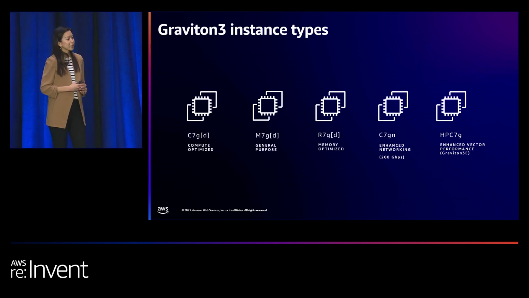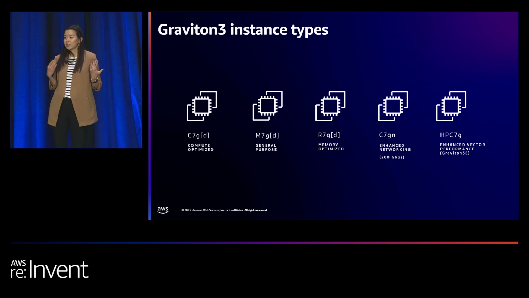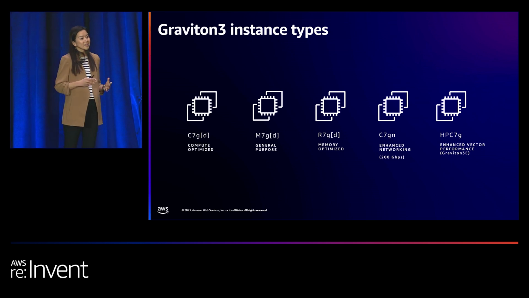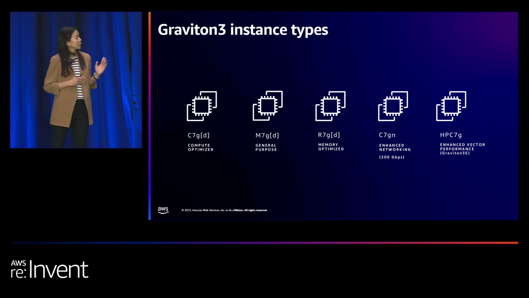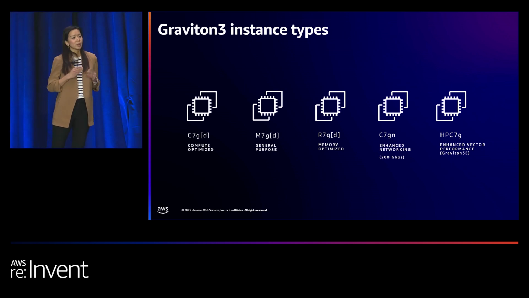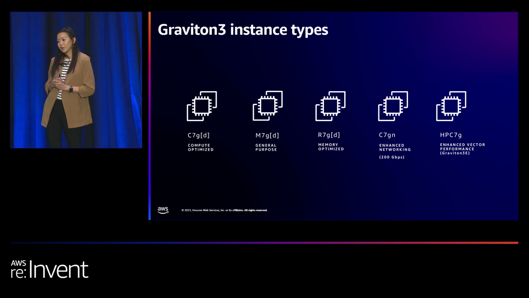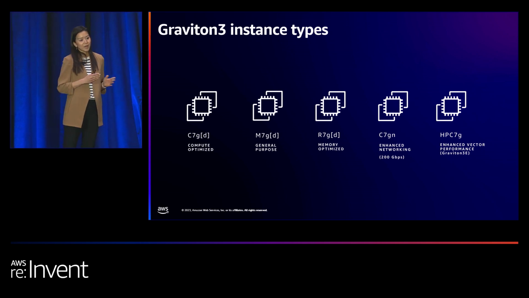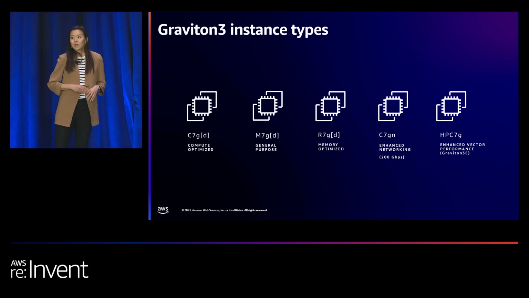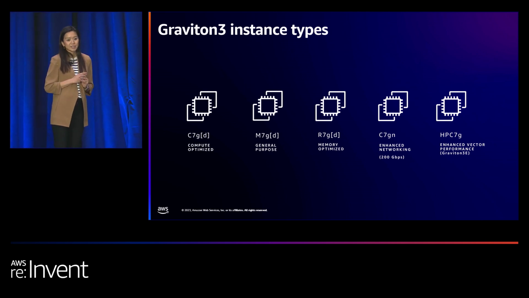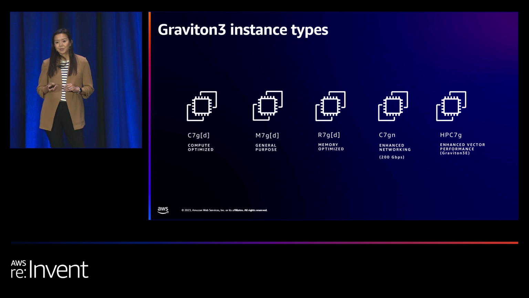And we have 8 Graviton 3-based EC2 instances today across the compute-optimized, general-purpose, and memory-optimized families, as well as enhanced networking with C7GN, offering up to 200 gigabits network bandwidth, and HPC7G, which is purpose-built for high-performance computing workloads and powered by Graviton 3E. And this is delivering up to 35% higher vector instruction performance. So across Graviton 2 and Graviton 3, we now have over 150 different EC2 instance types, and you can find Graviton across all 32 AWS regions today.